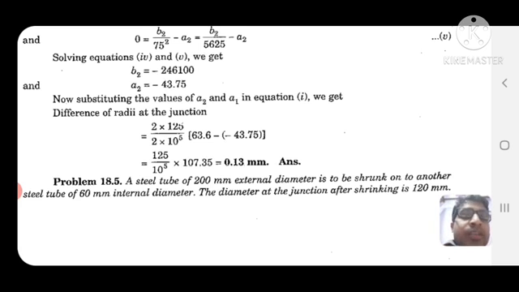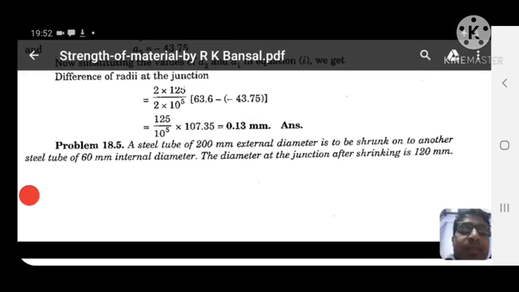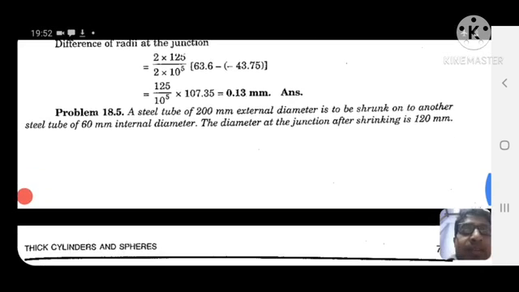Now substituting the values of A2 and A1 in equation 1, the difference of radii at the junction is 125 divided by 2 into 10 to the power 5, into (63.6 minus of minus 43.75). So 125 by 10 to the power 5 into 107.35. Okay.